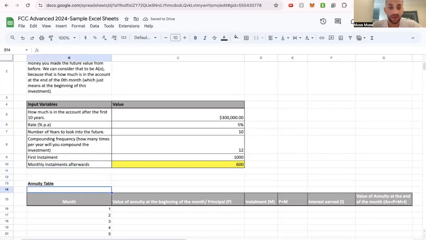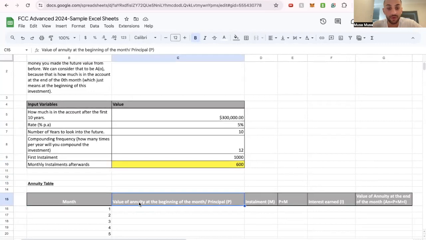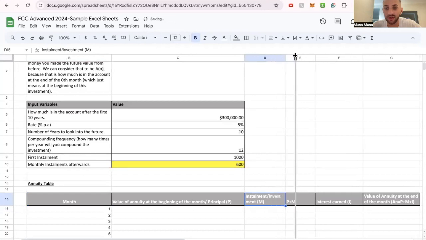Now I want you to create this annuity table. It's not the same present value, future value tables that we've given questions on in class, but it's just a different kind of annuity table. So I want you to put nice headings like month. I've got this referred to as the value of the annuity at the beginning of the month, or we can consider it to be like the principal. Then we have the installment, which is how much has been invested. Maybe we can put installment or investment. See how it's not very nice? You can just drag it out a little bit so it looks nicer. There.